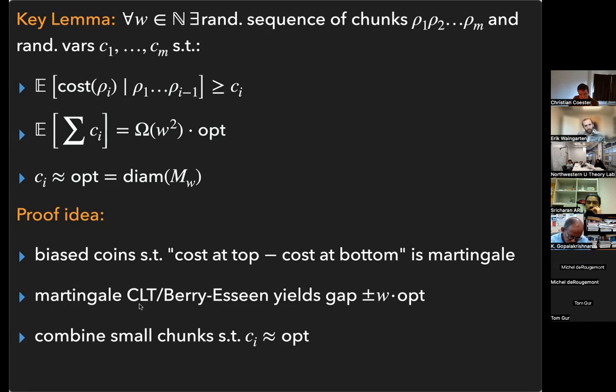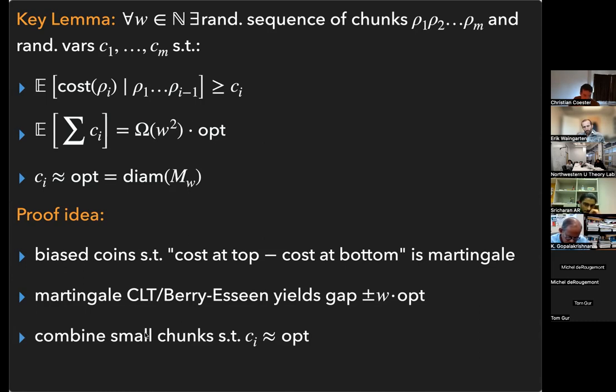But now we can do something similar to what we did before, where we had this square root RW gap, by applying the martingale version of the central limit theorem, or the Berry-Esseen theorem that tells us how fast this converges to the normal distribution. And that will give us a similar gap of, corresponding to the square root of our lower bound. So a gap of roughly W times the optimal cost. And then we can do calculations as before and get a similar recurrence.